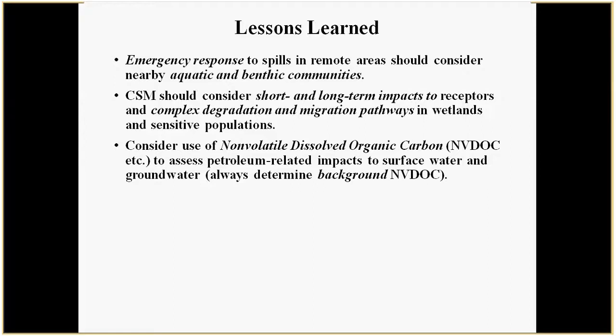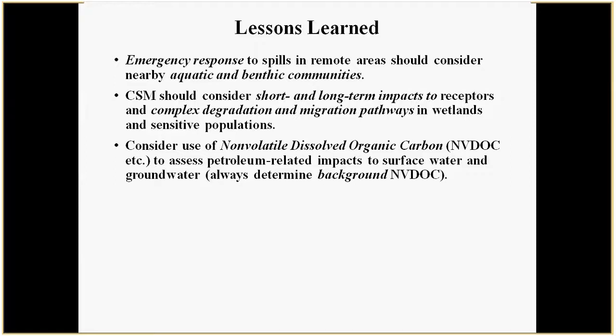In a place like this, your main concern is going to be aquatic and benthic community impacts. So that's another set of concerns you have to think about, and bring in eco-risk assessors up front. Your conceptual site model needs to consider both short and long-term impacts to receptors. You also have to consider the complex degradation and migration pathways of petroleum, in this case into wetlands and sensitive populations. So the hydrocarbons may be gone, but the breakdown products still could cause problems.